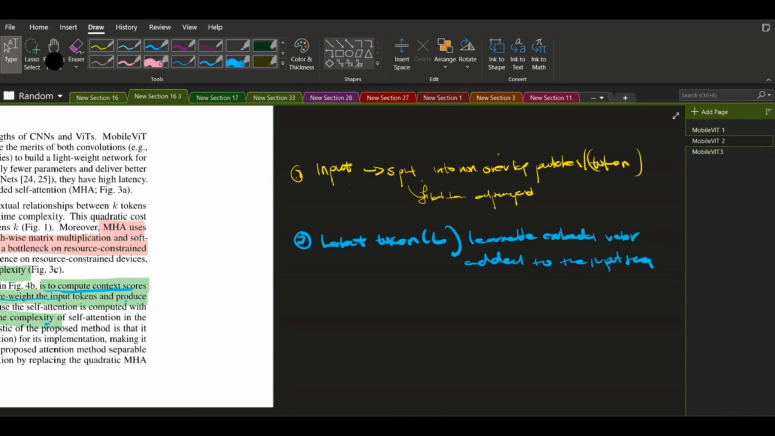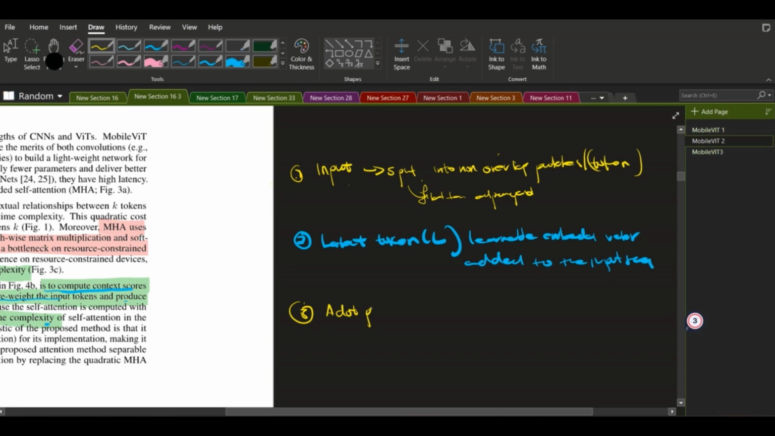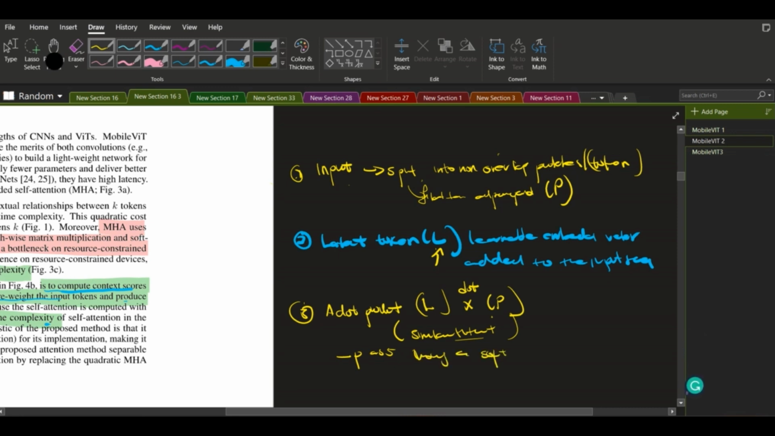So what we do is perform a dot product. This is step 3. We perform a dot product between the latent token and each patch. We're going to denote patch as P. We take L, our latent token, and do a dot product with each patch. This essentially gets the similarity between the patch and the L token, the similarity between the two components. Then we pass these through a softmax to get a context score.